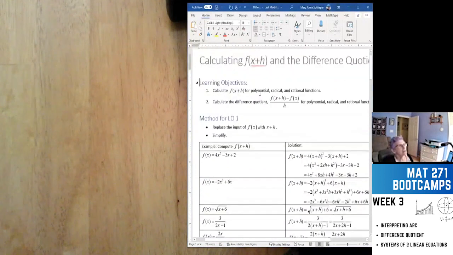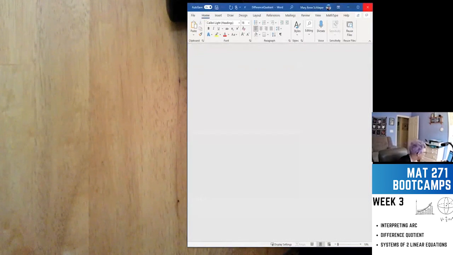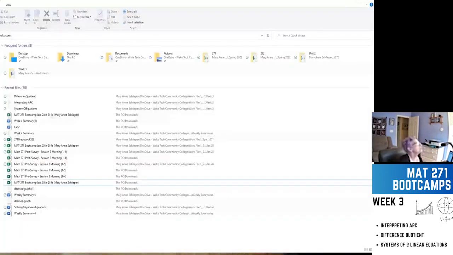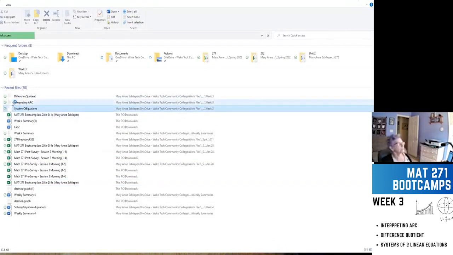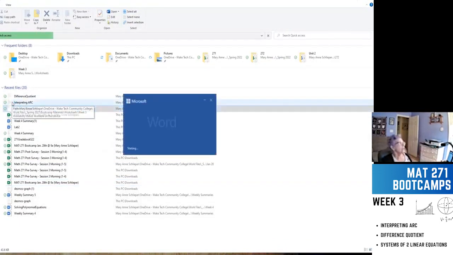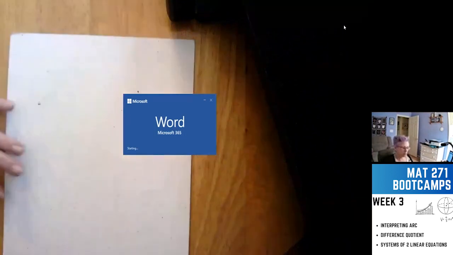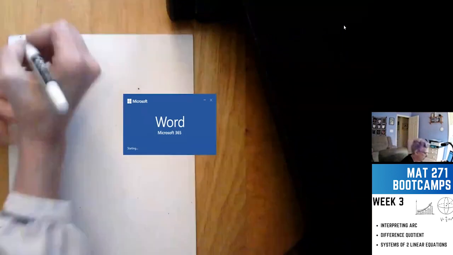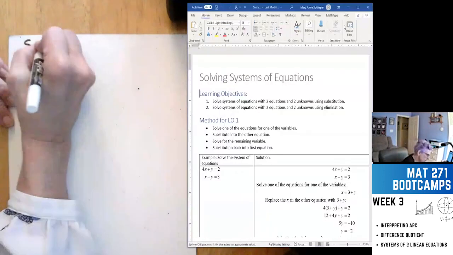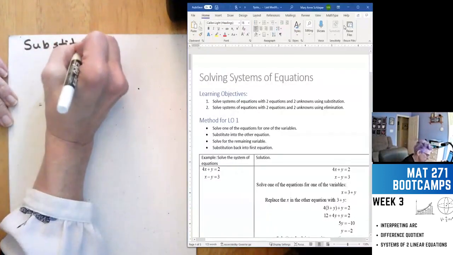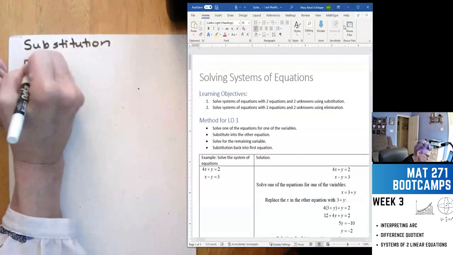And let's see. Oh, that's the one I just closed. Oh, I must have closed the wrong one. I wanted the one with systems of equations. There we go. Now I know that you learned to solve systems of equations in pre-calculus, and there are 2 ways that we generally do it. We do it by substitution and elimination.